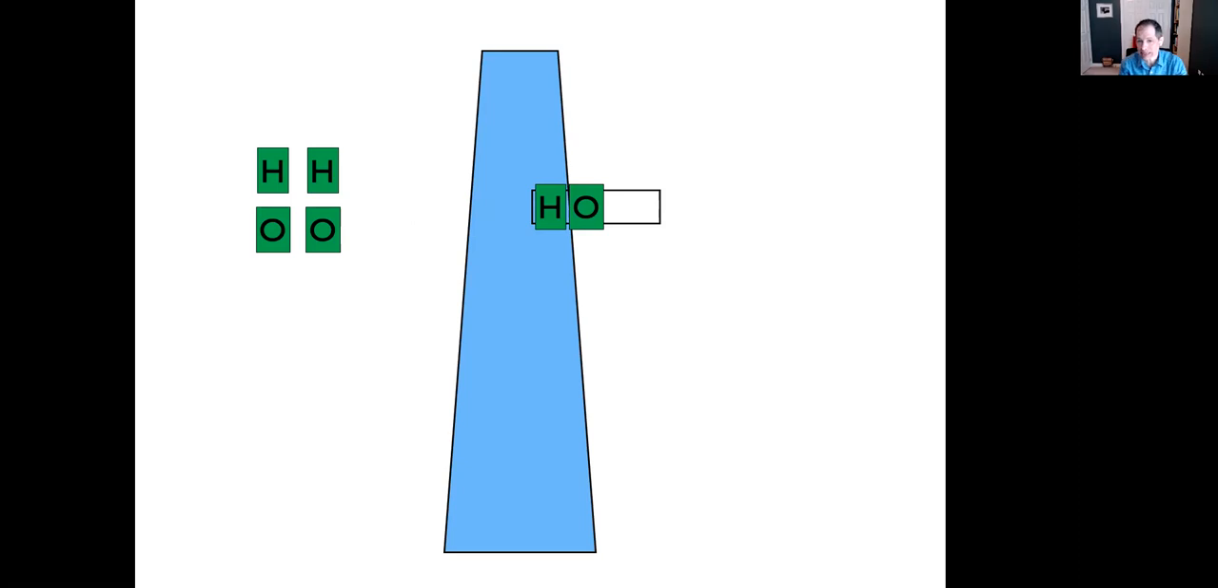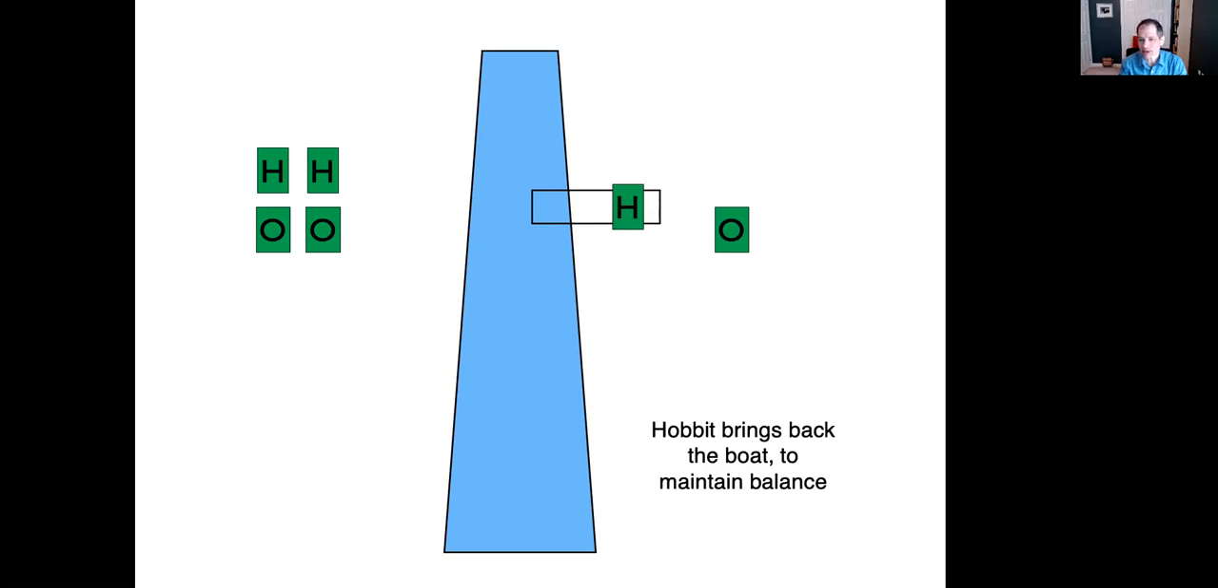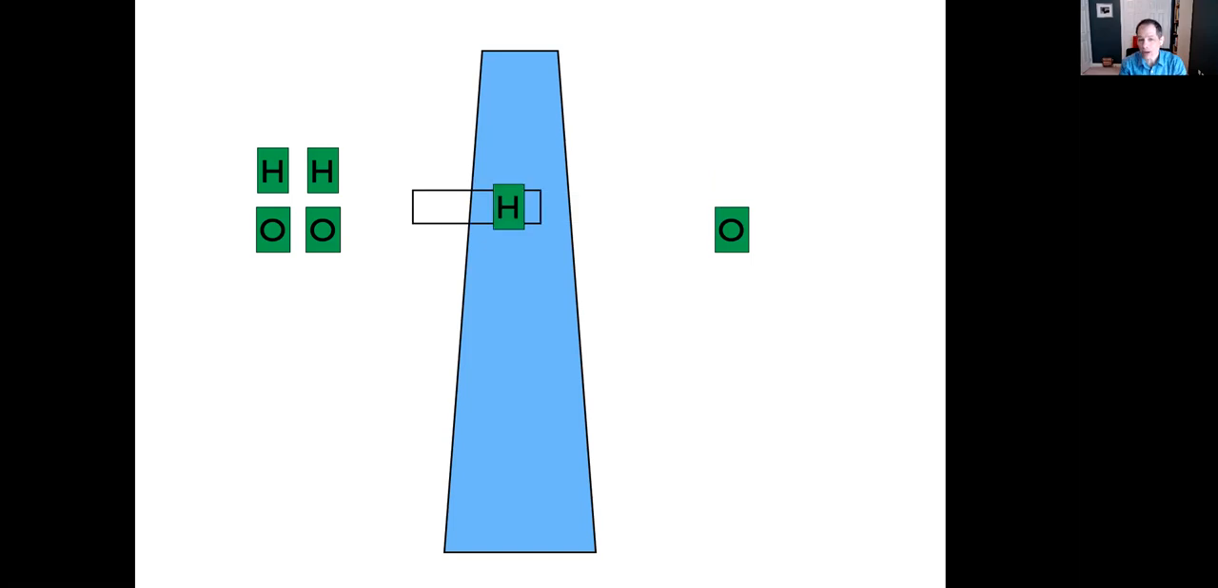So which one should I leave? Any suggestions? I should definitely leave the orc. So they both get off balance. I leave the orc and the hobbit goes back, right? So the hobbit goes back. Why? Because we want to make sure that we maintain some sort of state of balance.